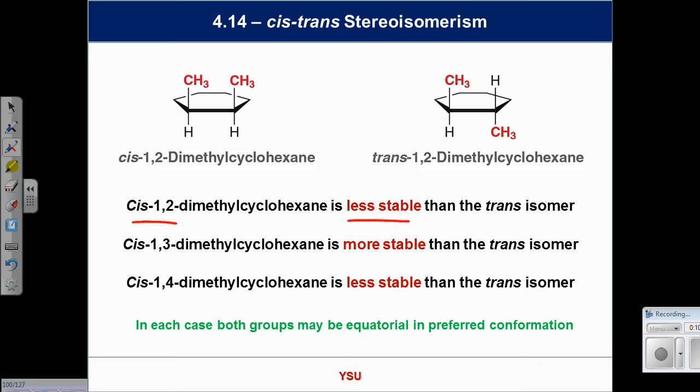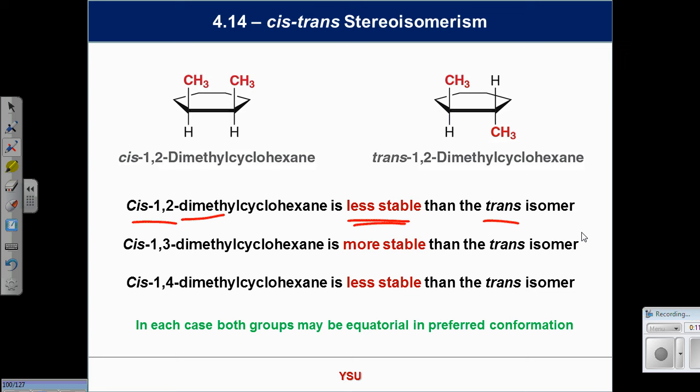Cis-1,2-dimethylcyclohexane is less stable than the trans isomer. Okay, I can't remember that. This is why I like this subject. My memory is garbage. But I can prove things. It's like mathematics. I can prove the theorem, I can prove the equation, and away we go. If you understand how it's working, you don't have to memorize it, you just have to go and do the problem. So the statement is saying cis-1,2-dimethyl, could be di-anything, dimethylcyclohexane is less stable than the trans isomer. We'll try and prove that in a second.